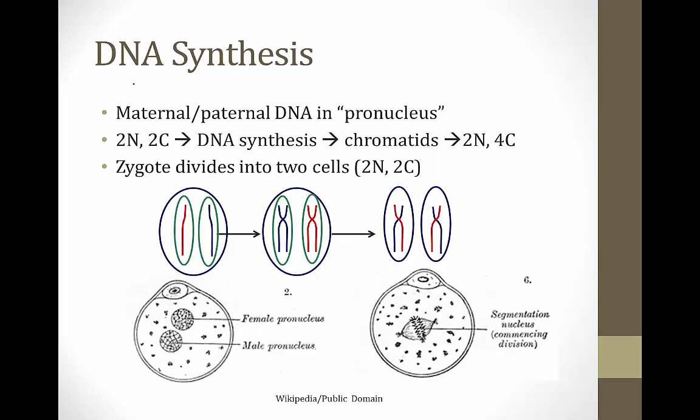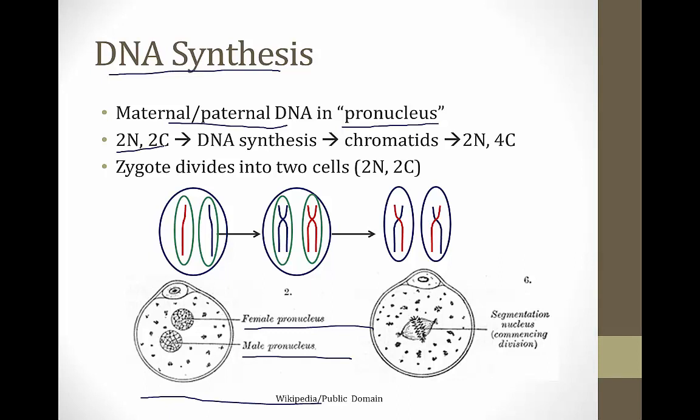Things get a little more confusing once the zygote forms, because one of the first things that happens inside the zygote is that DNA synthesis begins. Initially within the zygote, the maternal and paternal DNA are separated from one another inside of cellular structures called a pronucleus. A picture of this is shown on the screen here. We've got a male pronucleus with the father's DNA and a female pronucleus with the mother's DNA. Now the zygote, as we talked about in the last slide, is initially 2N, 2C. However, when DNA synthesis occurs, chromatids will be synthesized such that the zygote will then become 2N, 4C.